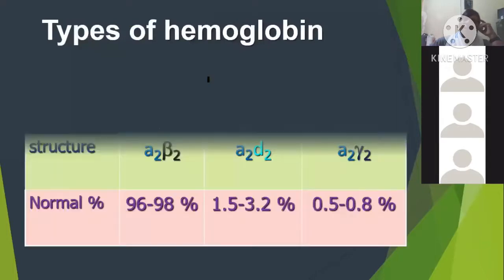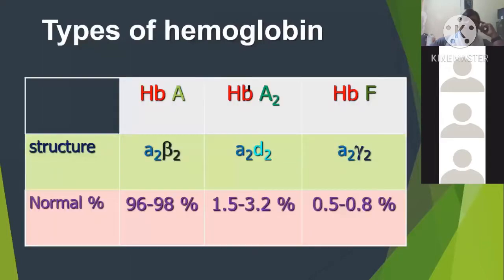Now, coming to the types of hemoglobin, we have hemoglobin A, which is the major type of hemoglobin, and this is what we are discussing. Why major type? Because the normal percentage in vertebrates is up to 98%. So 96 to 98% of the hemoglobin is of this type, hemoglobin A. What is hemoglobin A type? It has alpha 2 and beta 2 chains.